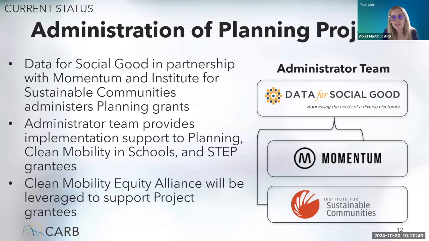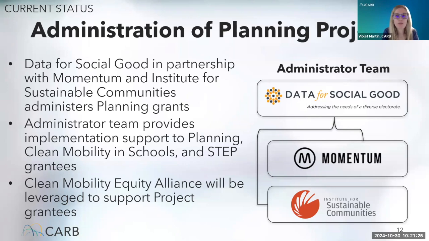The statewide planning capacity building administrator team that is overseeing the $5 million from fiscal year 22-23 and the $10 million from the 23-24 funding is led by Data for Social Good in partnership with Momentum and Institute for Sustainable Communities. This team is providing the planning, CMIS, and STEP projects selected from last year's RFA implementation support. This involves working with each project team to develop tools, resources, trainings, and so on. And this is all based on project needs. So the goal is to support them in ways that their projects can be implemented successfully.